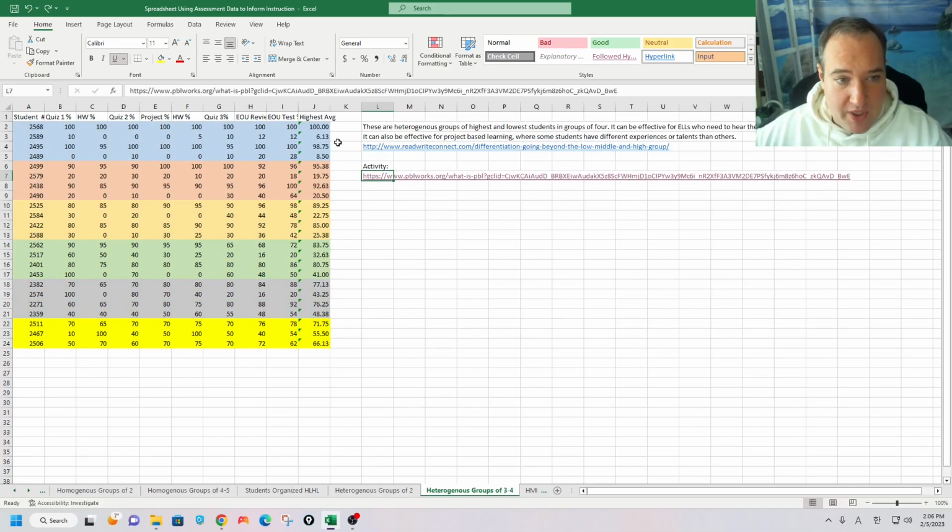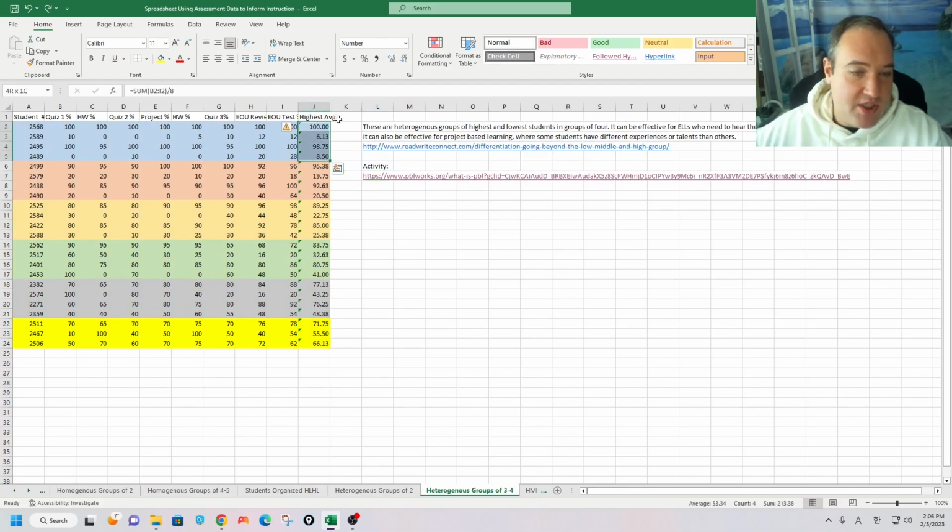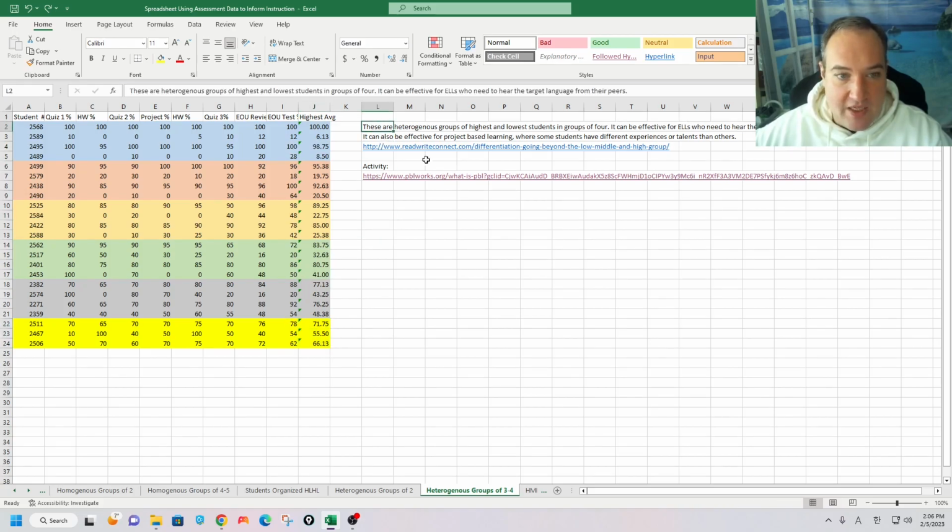Heterogeneous groups of 3 to 4 is where I think this can work really well, though. In heterogeneous groups of 3 to 4, I've got the highest and the second highest with the lowest and the lowest, and they're paired up. Most of these groups are 4, the bottom one is 3. And what are they going to do in these kinds of groups? Well, they can do a variety of things, many of the things that were mentioned before, but this is where I think project-based learning will really turn out good.